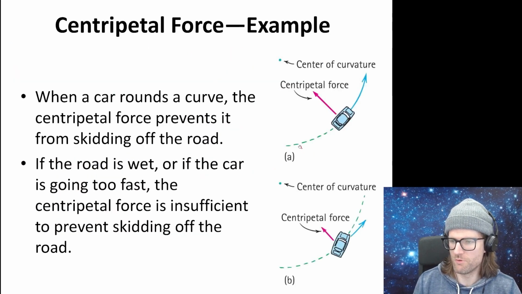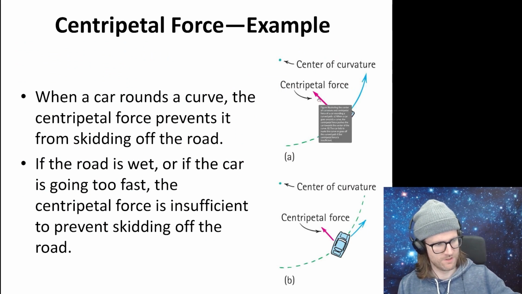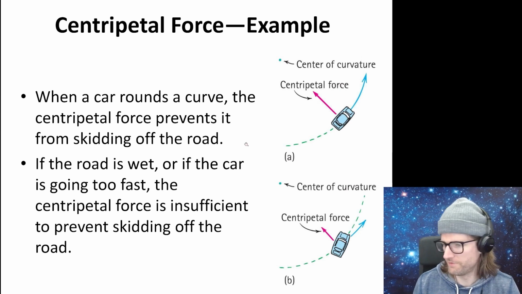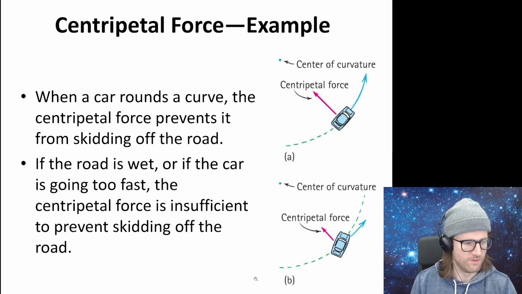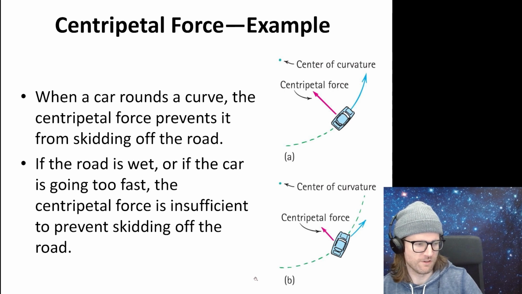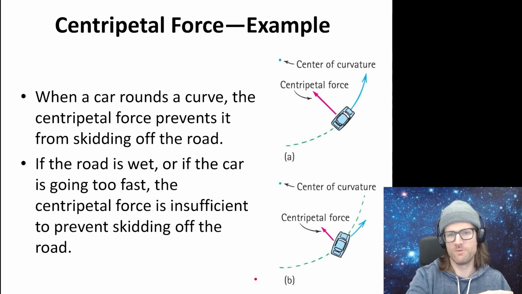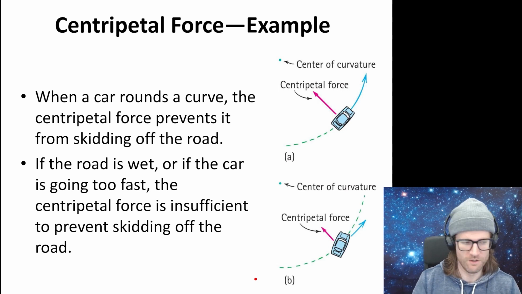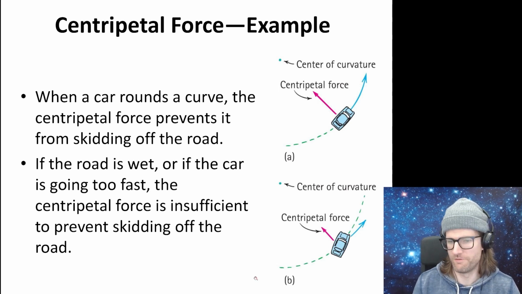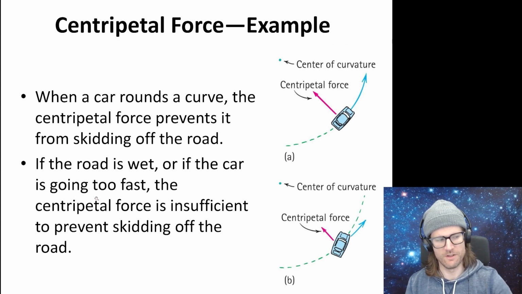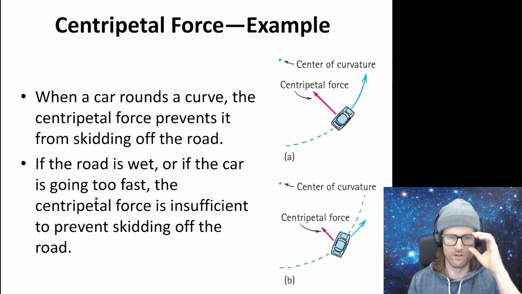Okay, if we're in a car rounding a bend, then the centripetal force is in towards the center of the bend. That stops us from skidding on the road. So we feel like we're getting flung to the outside of the car, but that's not what's actually happening. A force is directed in towards the center of rotation of the curve to keep us in the curve. So if a road is wet or we're going too fast, we will go straight off the road, off to the outside, because the force keeping us in the curve is insufficient.